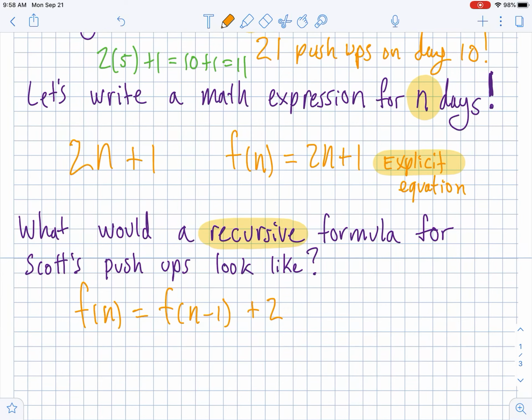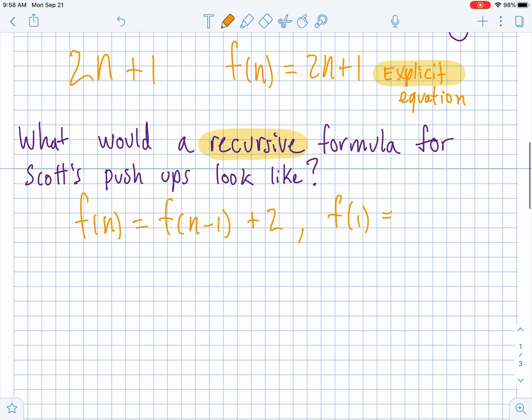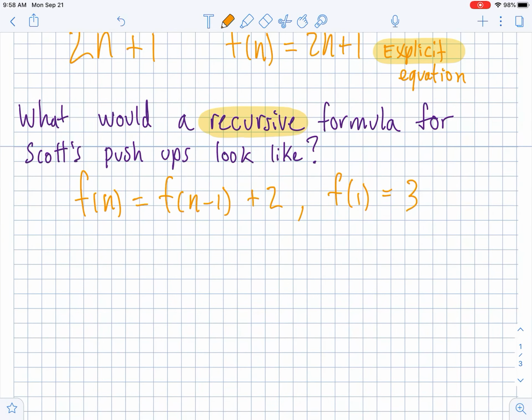The thing I forgot to talk with you guys about is recursive formulas should always tell you where to start. So I would always say, what's happening on day 1? On day 1, which is f of 1, he did 3 push-ups. So f of 1 equals 3. And then, boom, your recursive formula is done.